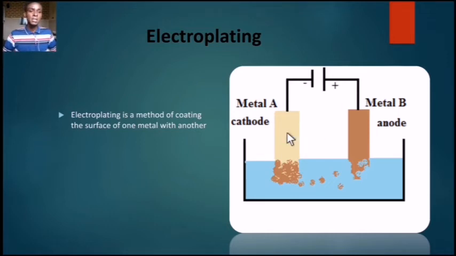So when you place your iron as your cathode, whereas the metal to be used for electroplating is placed as the anode, the same way, this goes into solution and is deposited, just like in the case of purification of metal by electrolysis, following the factors that affect preferential discharge of ion, the third factor, which is nature of electrode.